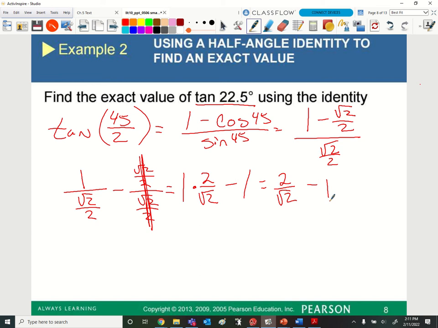I can't have that there, can I? What do I have to do? I have to rationalize that anyway, right? But since I've separated these, they're two separate fractions now. So I only have to rationalize that first one. So it's going to be 2 over rad 2 times rad 2 over rad 2 minus 1.